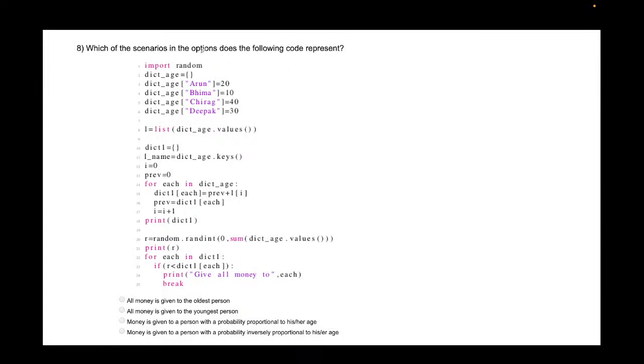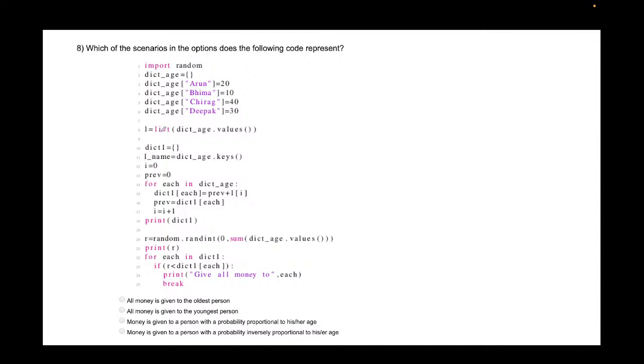So we move on to question number 8. Which of the following scenarios in the options does the following code represent? Again, we are importing the random library, and we are initializing a dictionary, dict_age. Okay, so that is empty, and then we are adding some keys and corresponding values in the dictionary. These are names and their corresponding ages. So that's the data the dictionary contains.